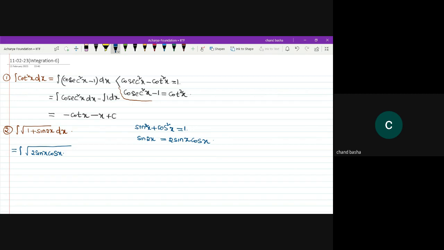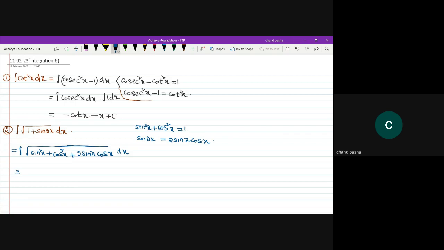First I can write 1. Sir, 1 equals sine square plus cos square. First I can write that and then I can proceed. Sine square x plus cos square x. Sir, we can write it as a plus b whole square, a square plus b square plus 2ab. 2 sin x cos x. Yes, you are absolutely correct.